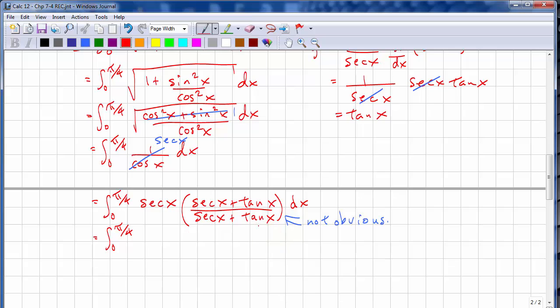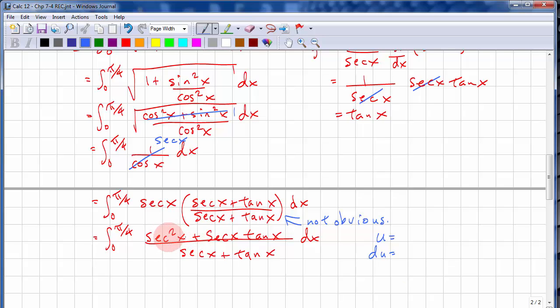And what we want to do is expand this. So secant x times secant x, secant squared x, secant x times tan x, all over secant x tan x. We need to find a u and the du. So we have to substitute.